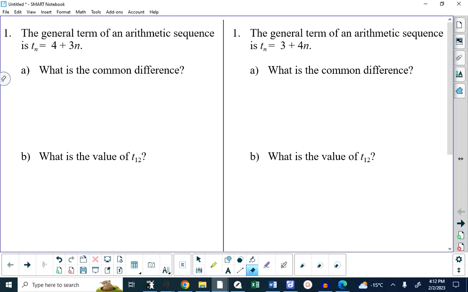All right, so here are the solutions to the quiz. There were two versions of the quiz being written. I have the two versions up here. I'm going to start off with the version on the left.